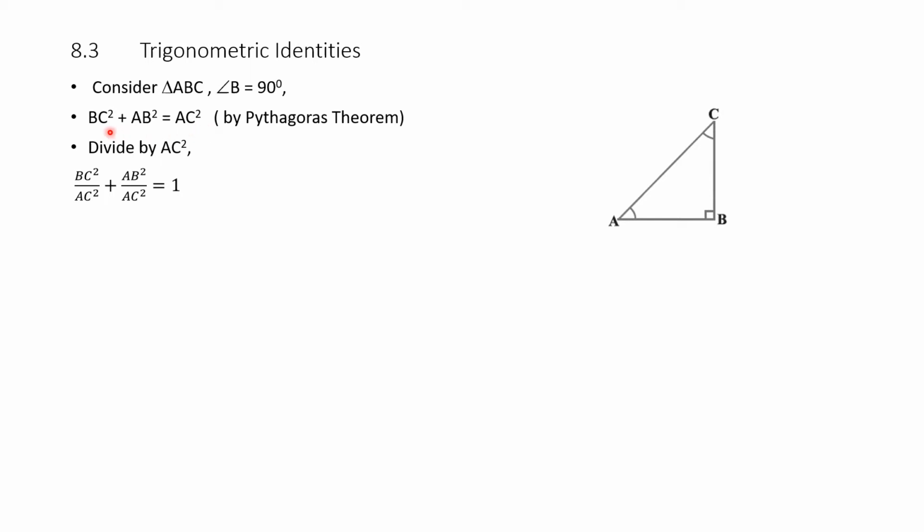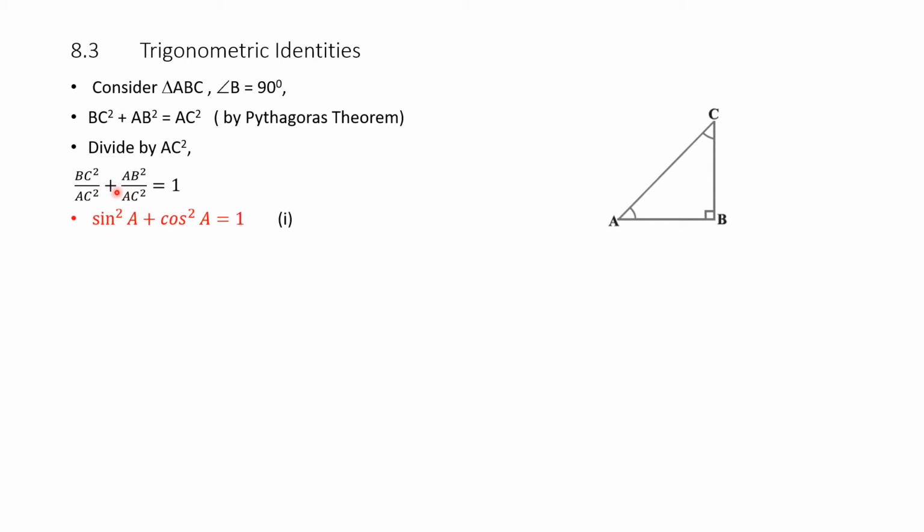Now divide this equation by AC square. If we divide by AC square, this becomes BC square by AC square plus AB square by AC square, and AC square by AC square gets cancelled and it is 1. Therefore, these ratios are BC square by AC square plus AB square by AC square.